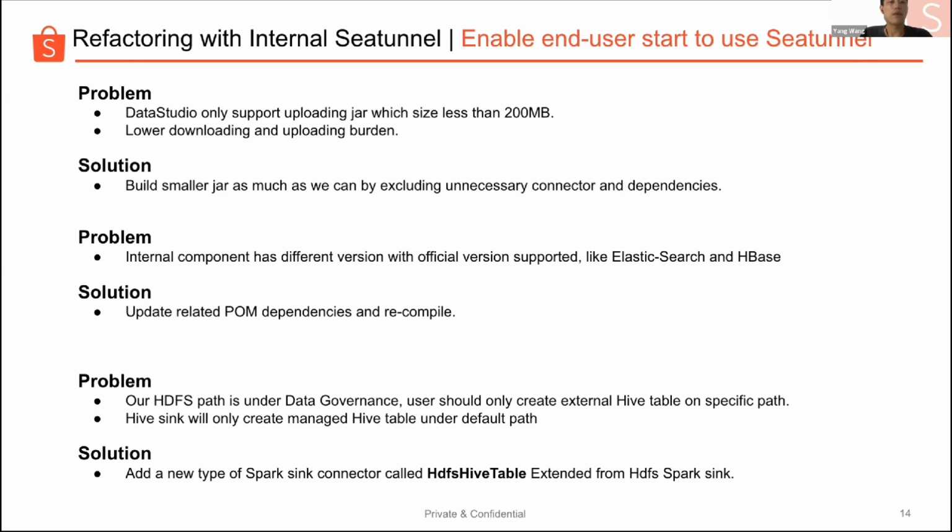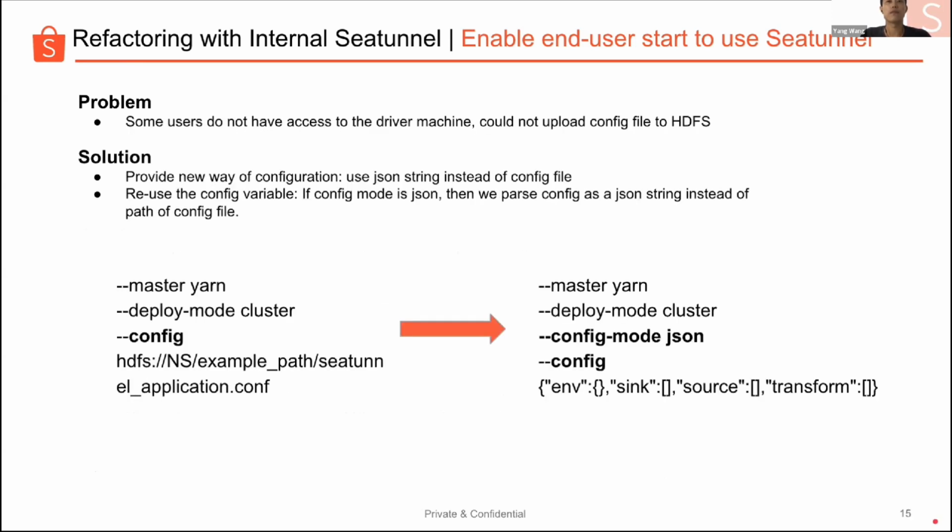One of them is for the HDFS sync connector. It won't create a Hive table automatically, so users have to use Hive sync, which will only create a managed Hive table under the default path. And it conflicts with our data governance rule, which is writing data in specific paths and using external Hive tables. So we added a new type of Spark sync connector called HDFS Hive table. Basically, it extends from HDFS sync and will create a Hive table after data is written into HDFS.